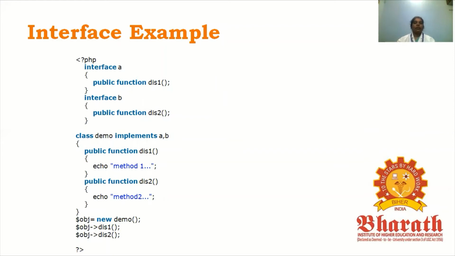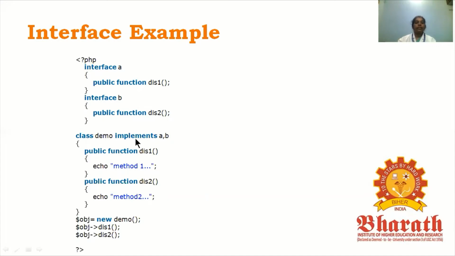Now look at the code. Inside the PHP, we have two interfaces, interface A and interface B. Each interface contains one method, dist1 and dist2. Here only the method declaration is available. There is no definition inside. Where we have to write the code is outside of the interface; this is the declaration part.